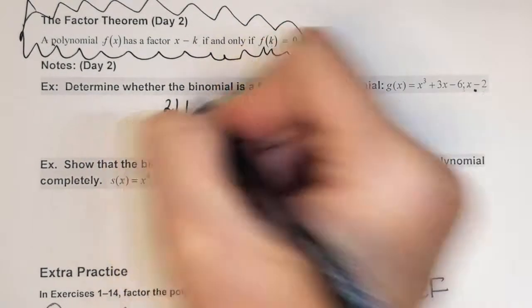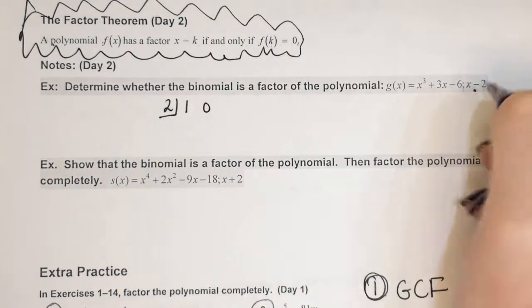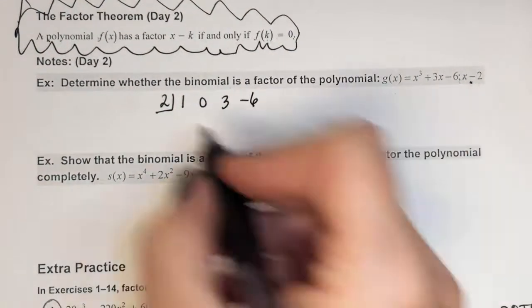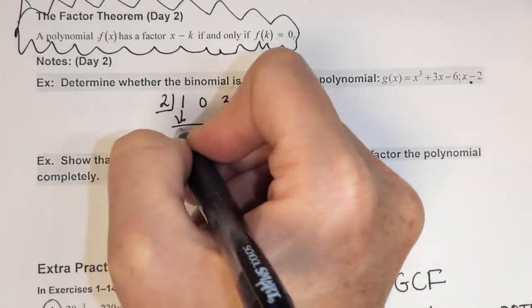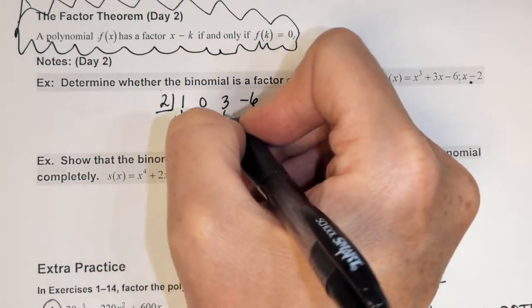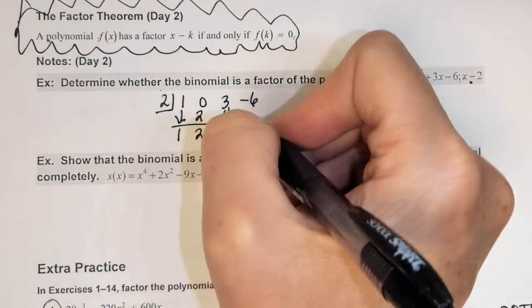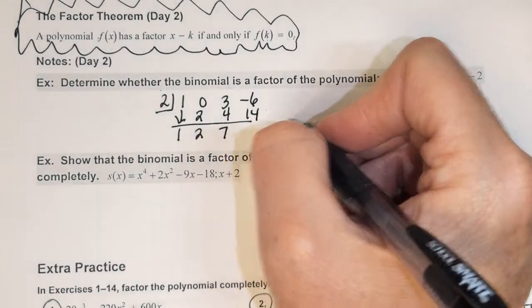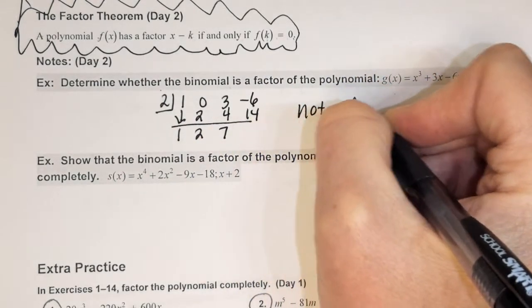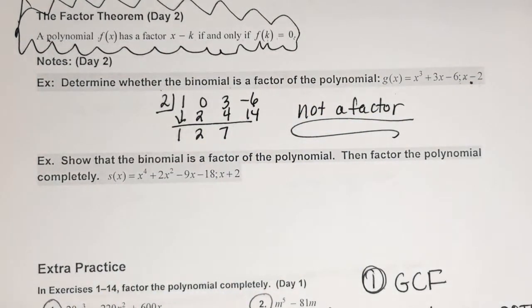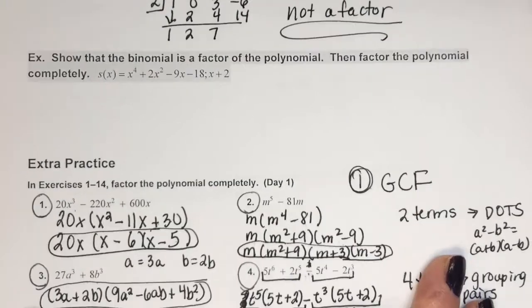Use my coefficients. 1, 0, 3, -6. I bring this down. That's 1. 2 times 1 is 2, add. 2 times 2 is 4, add. 2 times 7 is 14, add. Am I going to get 0? So is it a factor? No, not a factor. Okay? So that's what we can quickly tell.